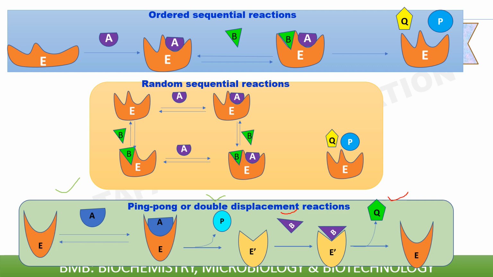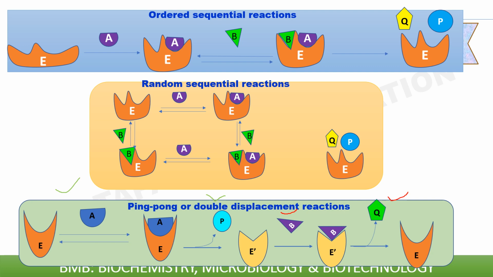And another difference is that in case of ordered sequential reactions, there was conformational change in the enzyme, and similarly in case of ping-pong or double displacement reaction also there is a change in the conformation of enzyme, but in case of random sequential reactions there is no change in the conformation after binding with the substrates.